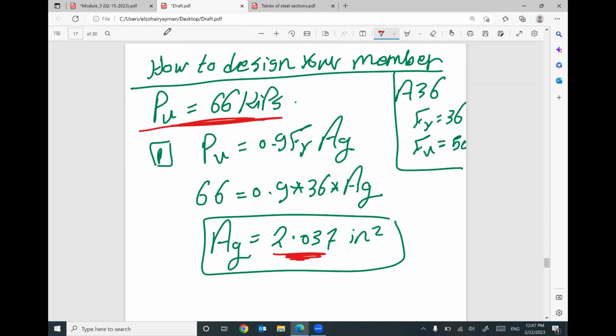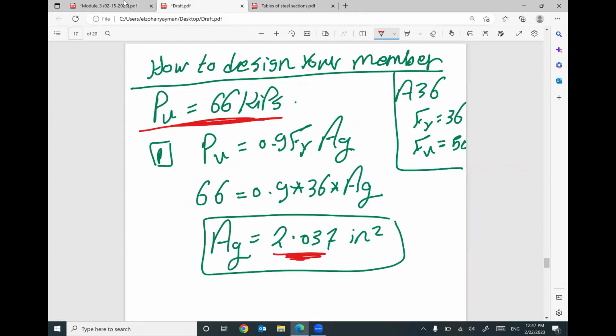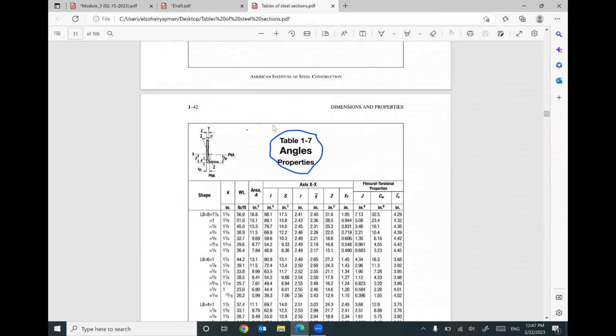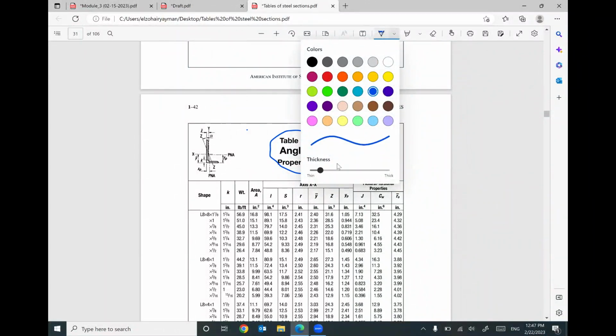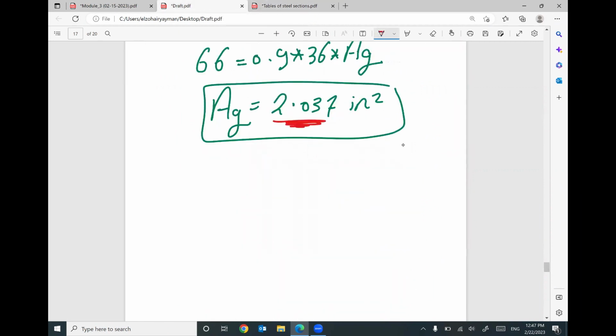Okay, what else? I need to figure out which angle I'm going to use. This is the next step. Go ahead and open the tables for your angles, and look for the column called area. And go ahead and choose an angle that satisfies 2.037.